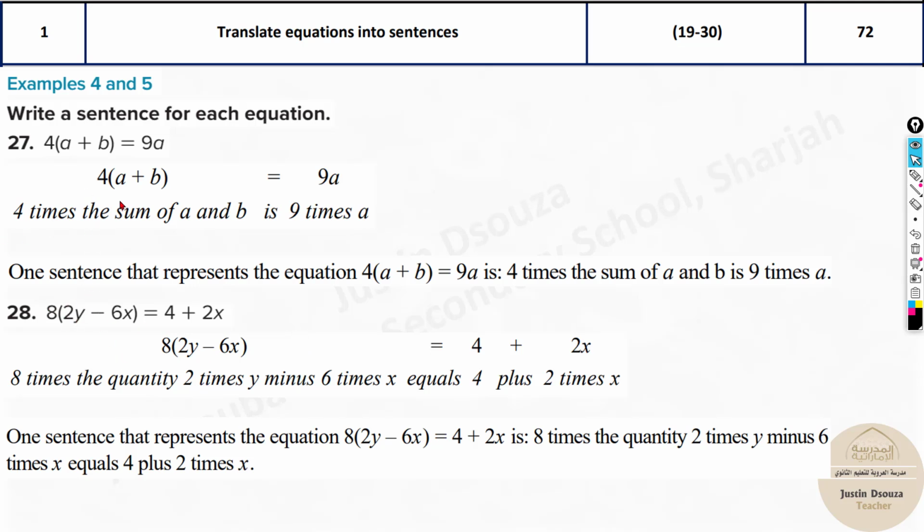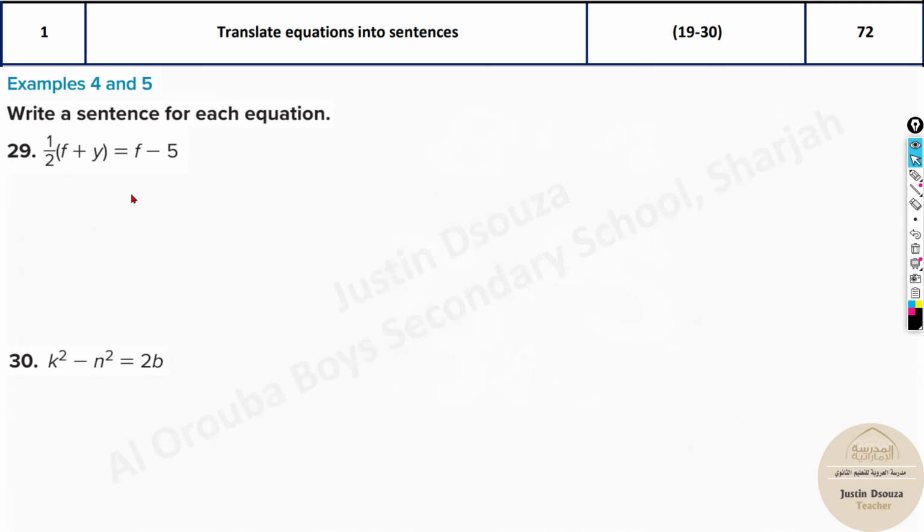Most probably what will happen is in the options, here instead of minus, it will be maybe plus or product. Here instead of quantity plus, they would have given something else. Now instead of half, they would have given a quarter. So these would be the differences in options. So please carefully read all the 4 options and see.